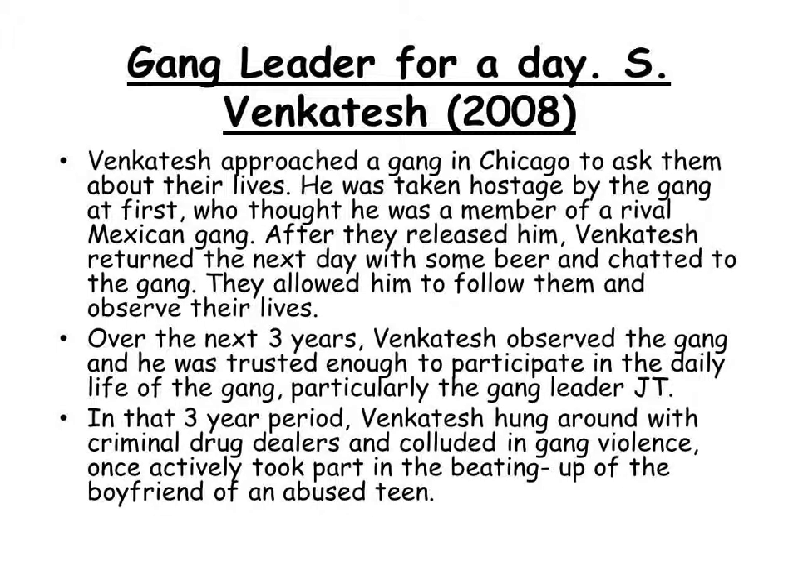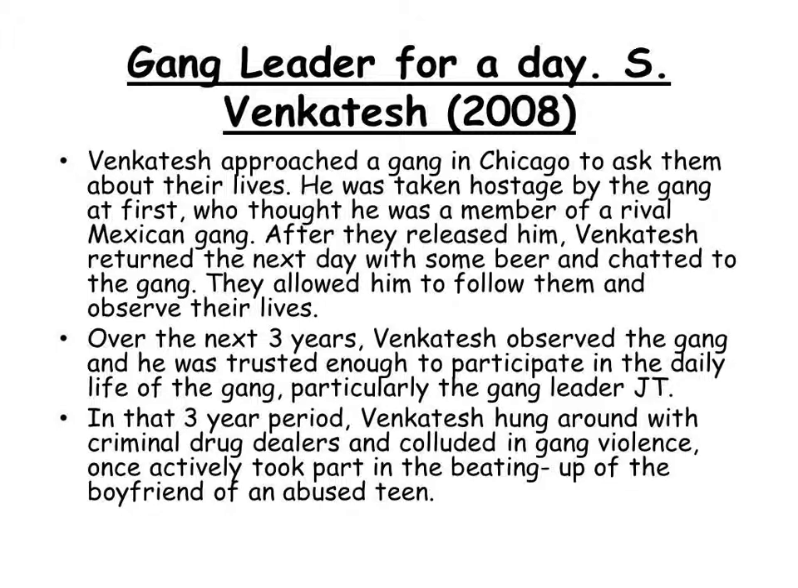Venkatesh observed the gang and was trusted enough to participate in the daily life of the gang. He particularly got on well with JT, who was the gang leader. In that 3-year period, Venkatesh hung around with criminal drug dealers and colluded in gang violence, once actively taking part in the beating up of a boyfriend of an abused teen.